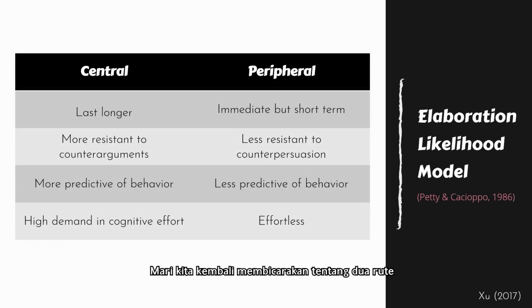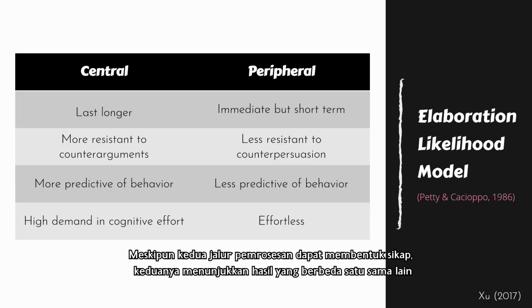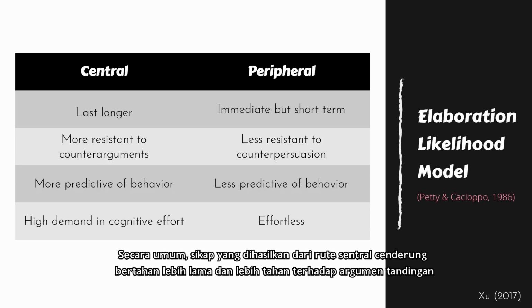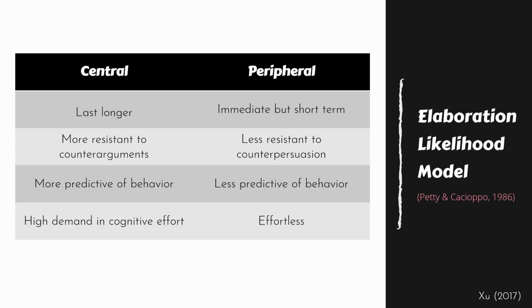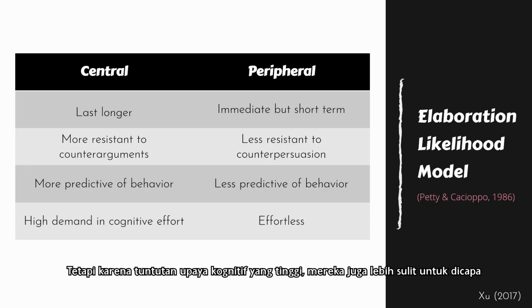Now before we get sidetracked, let's go back to talking about the 2 routes. Although both processing routes can shape attitudes, they differ from each other in the nature of the outcomes. In general, attitudes resulting from the central route tend to last longer and are more resistant to counter-arguments. They are more likely to be integrated into one's belief system, making them more predictive of behavioral changes. But because of the high demand of cognitive effort, they are also more difficult to achieve.